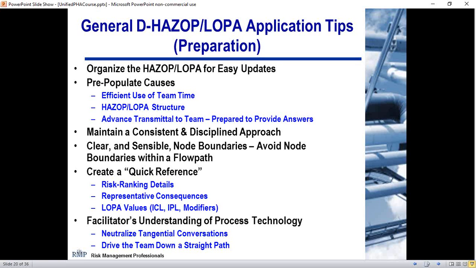Also, if you're applying LOPA, you can put in the initiating cause likelihoods, independent protection layer probabilities, and also any conditional modifiers that you want. And since we're talking about LOPA, let's mention that really quickly. What's the right type of LOPA application? Well, the real answer is it depends.